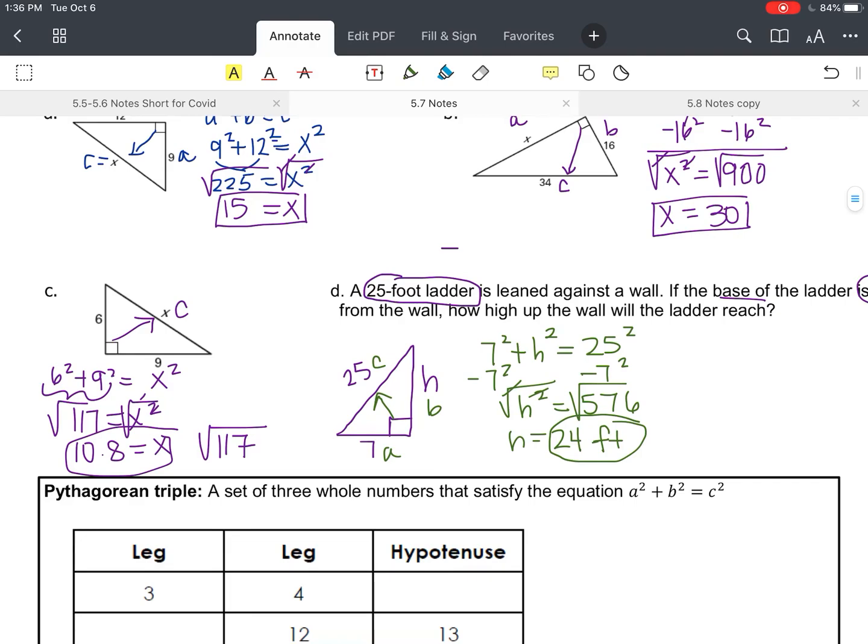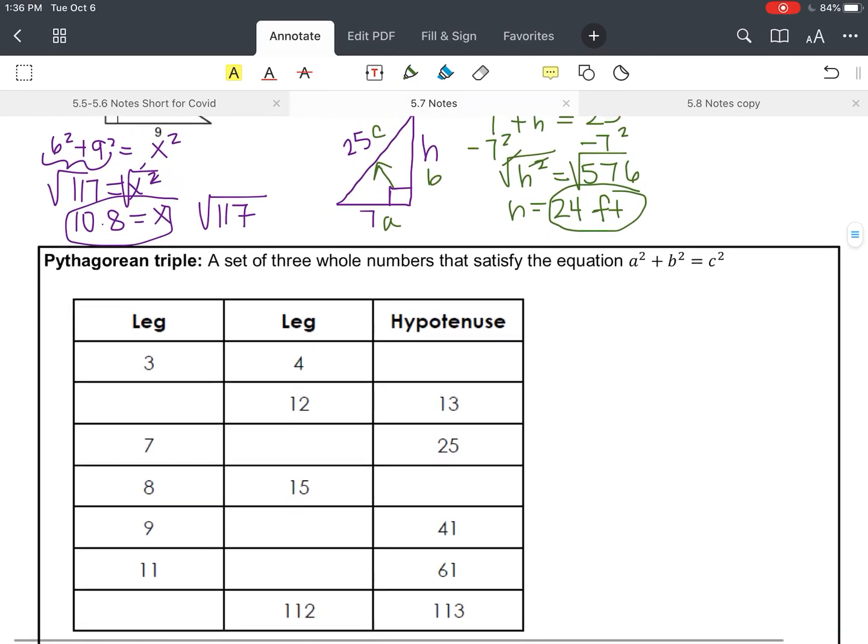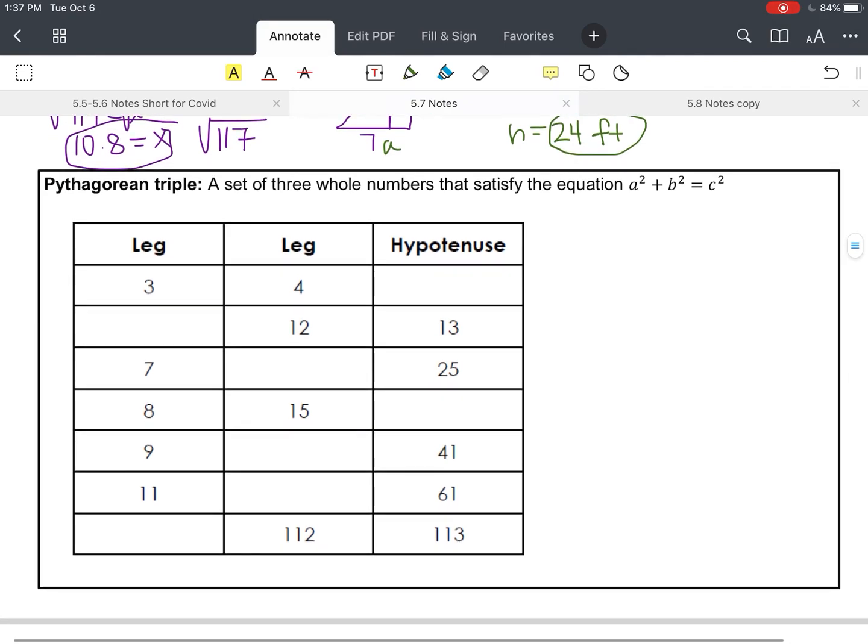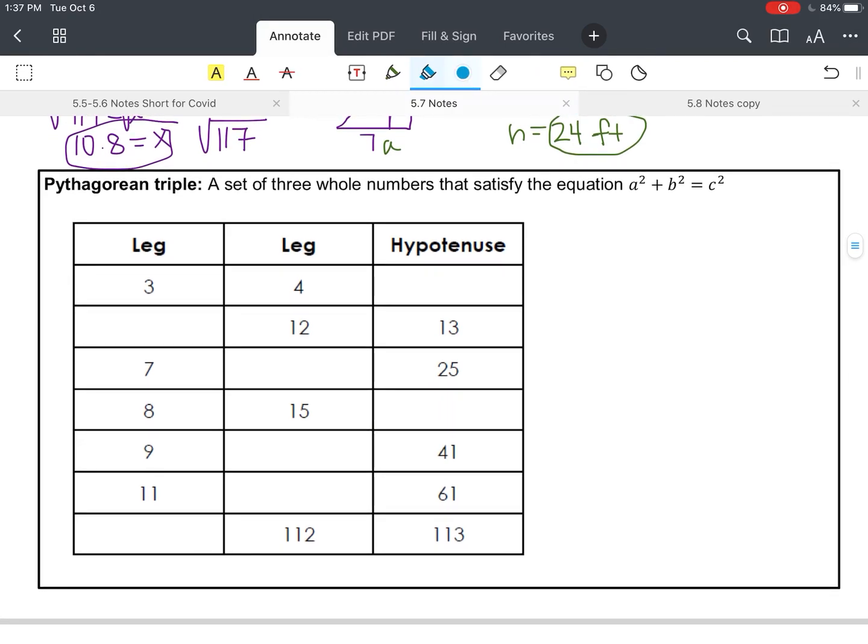You'll notice in some of these answers, we got whole numbers. So in letters A, B, and D, we got whole number answers, but in letter C, we got a decimal answer. That's because A, B, and D are what's called a Pythagorean triple. A Pythagorean triple has to have 3 whole numbers that satisfy your Pythagorean theorem, a squared plus b squared equals c squared. So letters A, B, and D from the problem above all gave me whole number answers, so they're all a Pythagorean triple. Letter C did not, that was not a whole number, so that was not a Pythagorean triple.